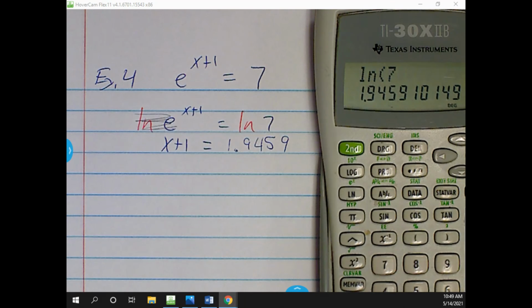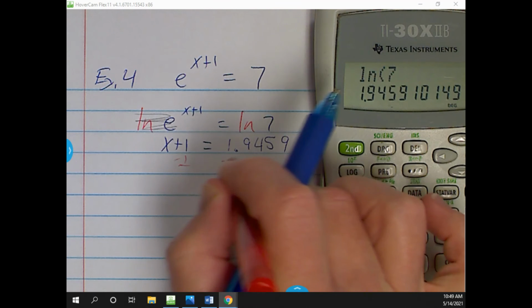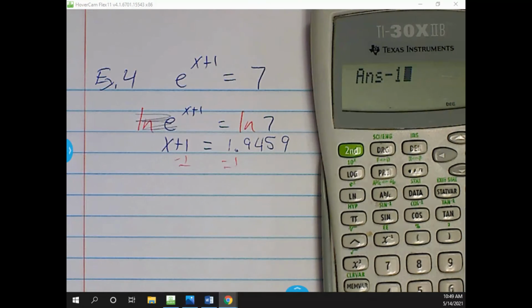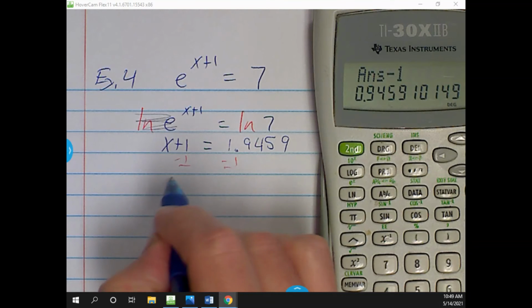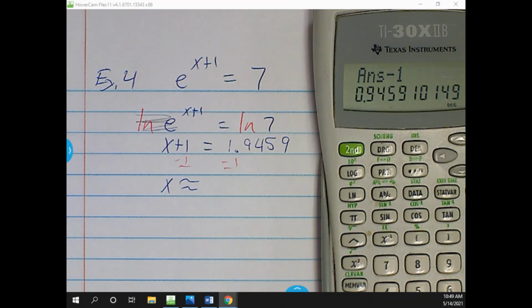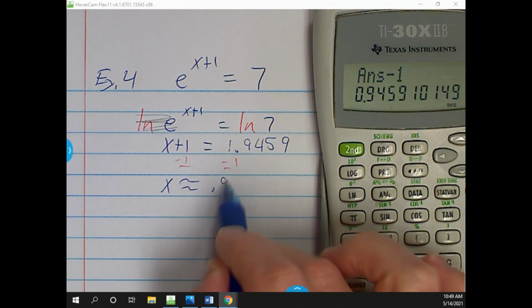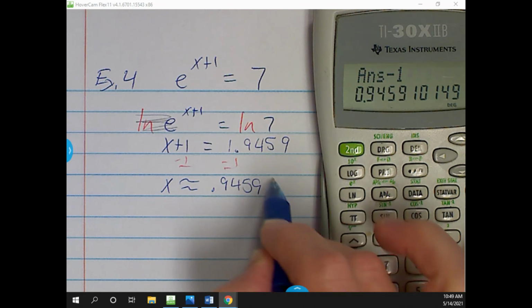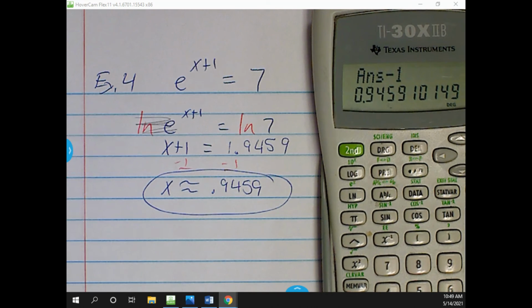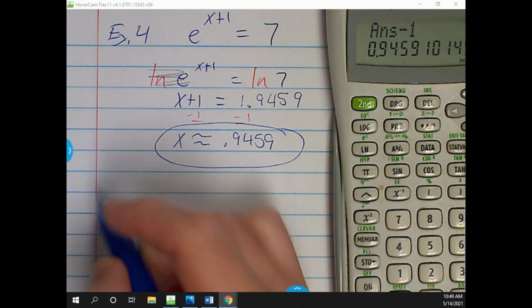Okay. And then all we got to do is subtract 1 from both sides. So just take that answer minus 1. And then x is, and if we round this thing off, that's 0.9459. All right, I'll give you one more of those, and that's about all we can do.